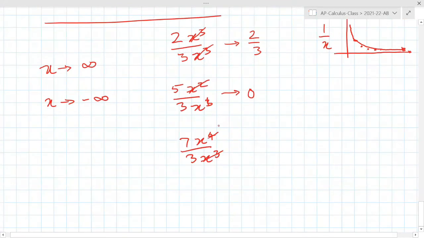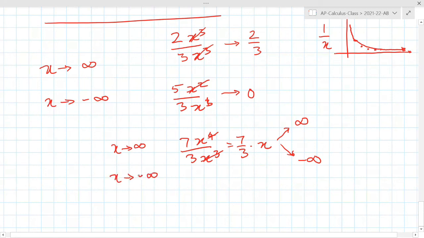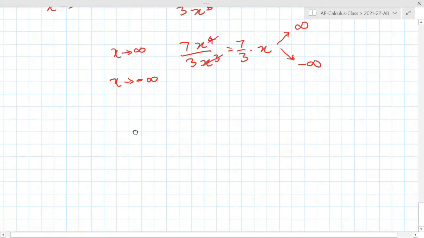And this one, this is 7x over 3. As x goes to infinity, what will happen to 7x over 3? 7/3 of infinity is infinity, right? But what happens if x is going to negative infinity? In the first case, it went to positive infinity. In the other case, it's going to negative infinity. If x was going to infinity, it goes to infinity. If x is going to negative infinity, it's going to negative infinity.